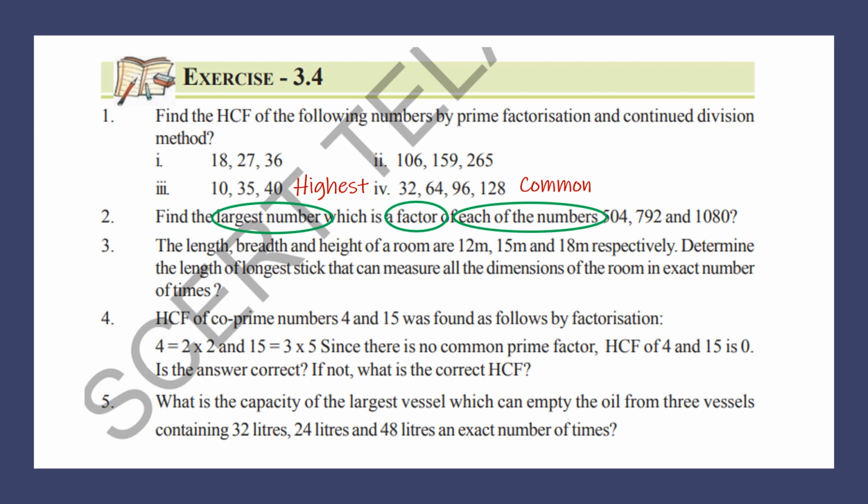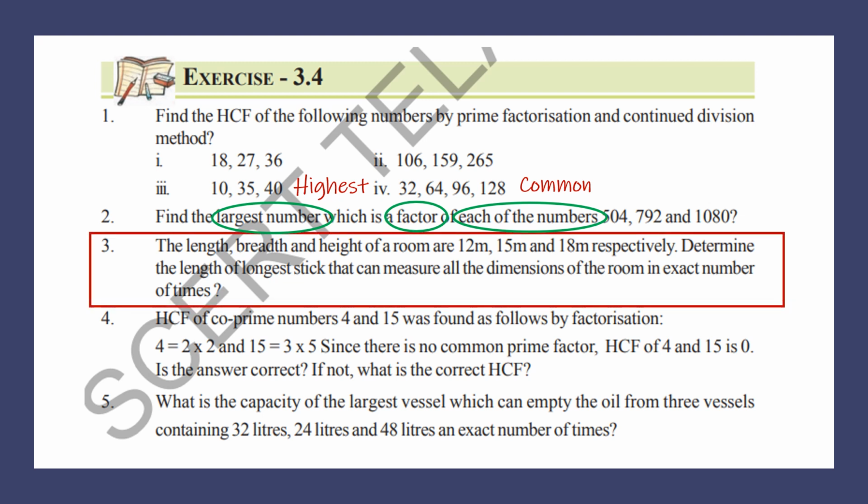Let us look at problem number 3. The length, breadth and height of a room are 12 meters, 15 meters and 18 meters respectively. Determine the length of longest stick that can measure all the dimensions of the room in exact number of times. There are some difficult words in this problem. If you are having problems understanding any of the words, please find the meaning in the dictionary.